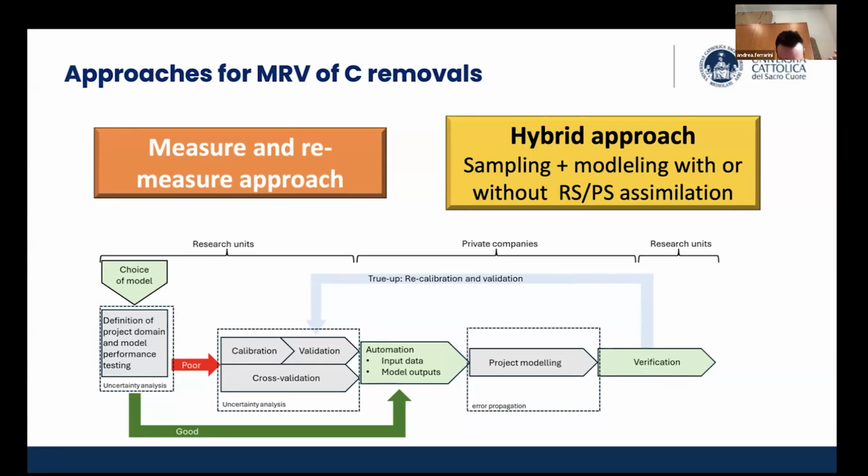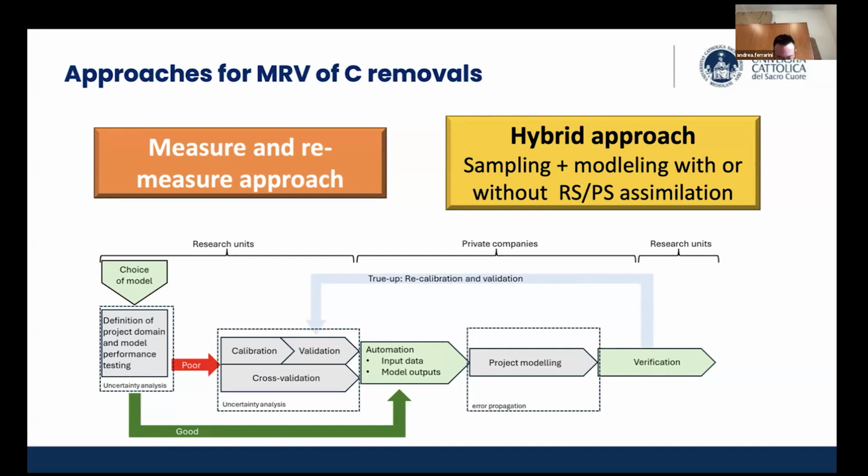So our model and its uncertainty analysis are calibrated for that domain. If the performance is good, it can be used for project modeling. Okay? But this has to be done by research units, by the research center, because they have the scientific knowledge to calibrate, validate, and independently verify a model within its domain of validity.